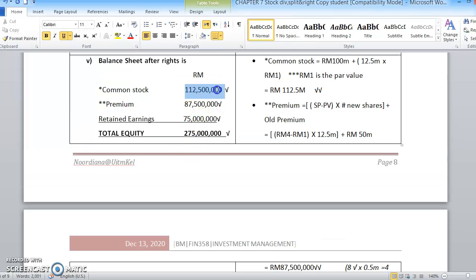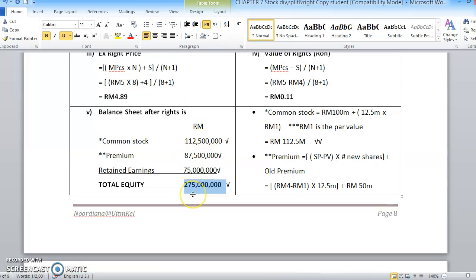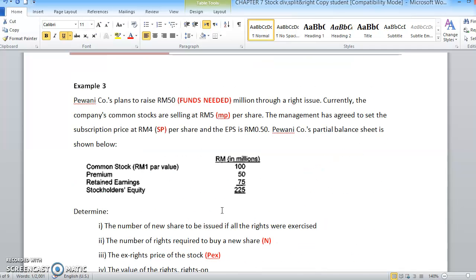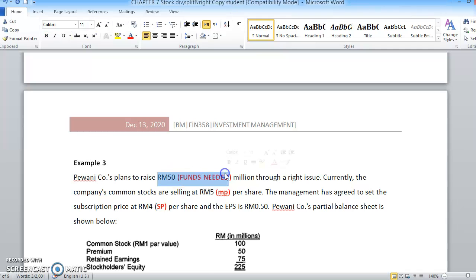Okay. And barulah you tambah ketiga-tiga ini. So tambah total book value of the common stock plus the premium plus the retained earning. So berapa dapat? You should get the 275 million, 275 juta. Okay, so how to check our calculation is correct or not? 275 ini mestilah jumlah yang bertambah sebanyak funds needed yang diperlukan.